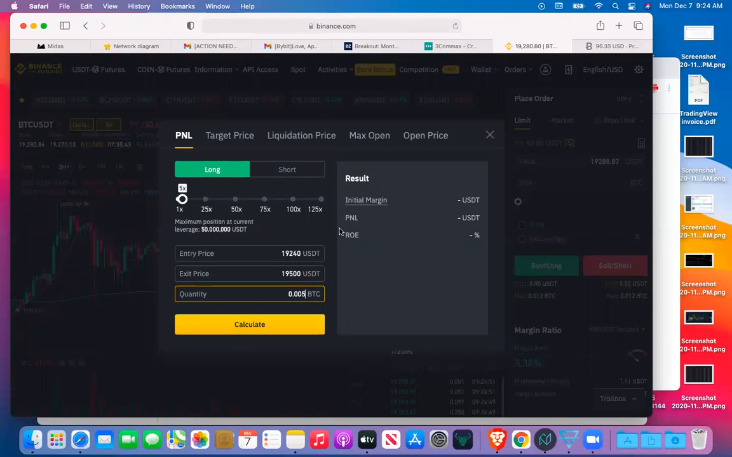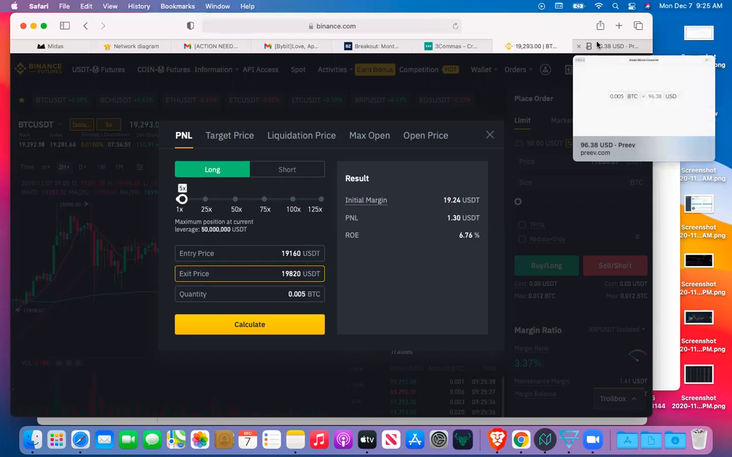Okay, so calculate. Say margin initial. So PNL, I'm going to make 6.76%. It's about $1.30. But assuming I enter, there was a trade I've already entered on Storm Game at $19,160, something like that. And I said you should exit the market at 19,820. And how much was that I put in there? It was $50. Okay, $50.